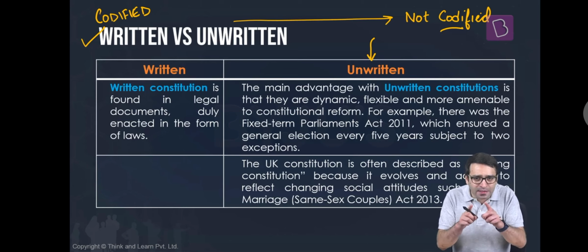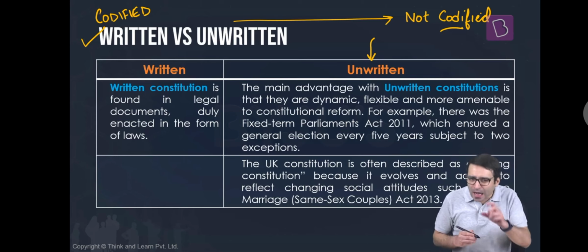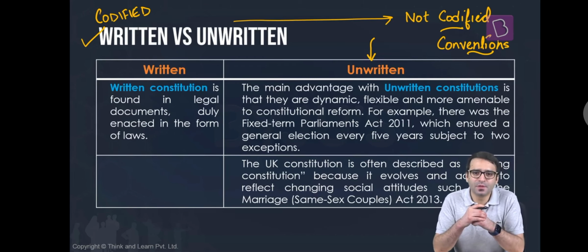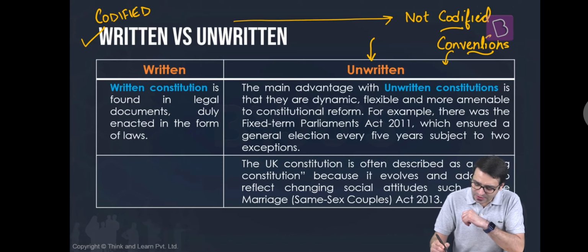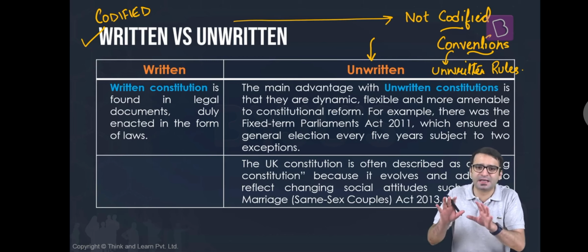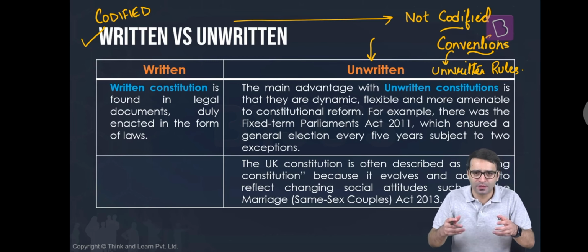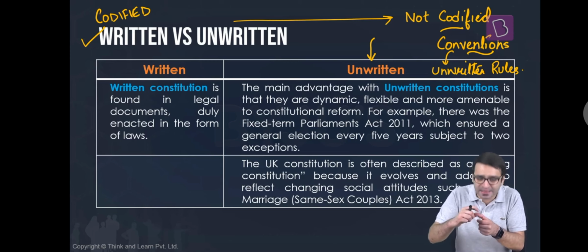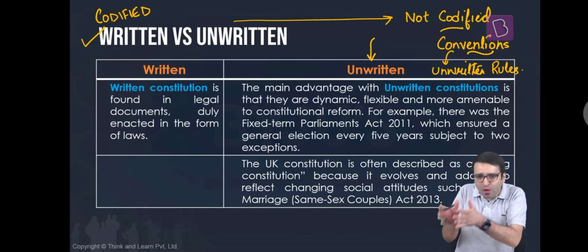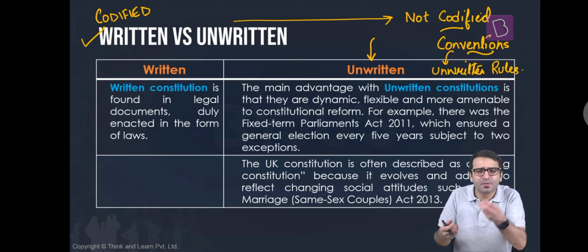But this is not where the difference ends. In an unwritten constitution, conventions play a very important role. What are conventions? Conventions are unwritten rules. Rules that we follow, but they are not mentioned or written anywhere. In an unwritten constitution, these conventions, these unwritten rules, play a very important role. That is why we call these constitutions unwritten. Few examples.